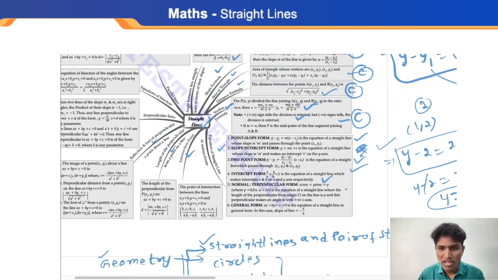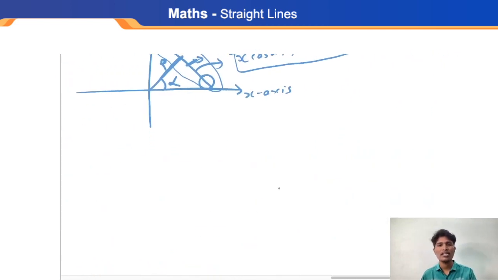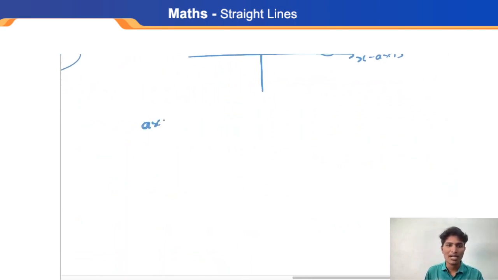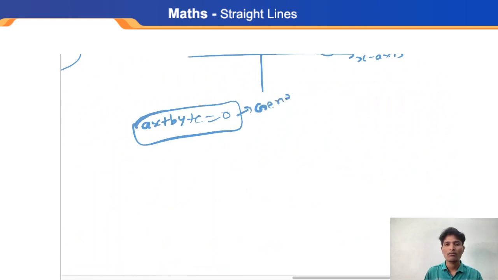I think the normal form is also completed. Now the general form. General form you already know. What is the general thing I explained? That is ax plus by plus c is equal to 0, a general equation of the straight line. This is the general equation.